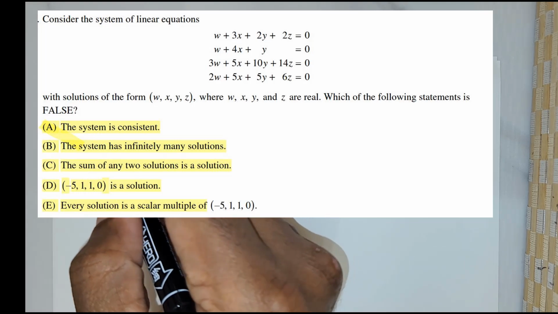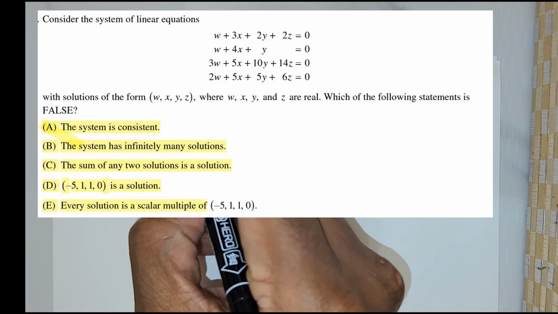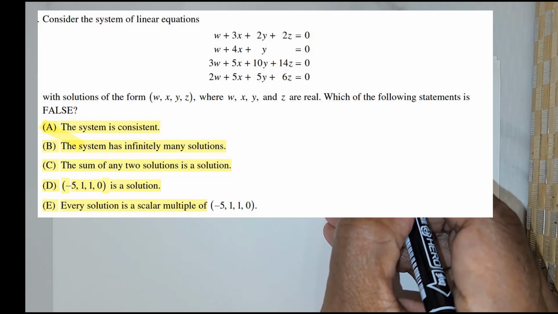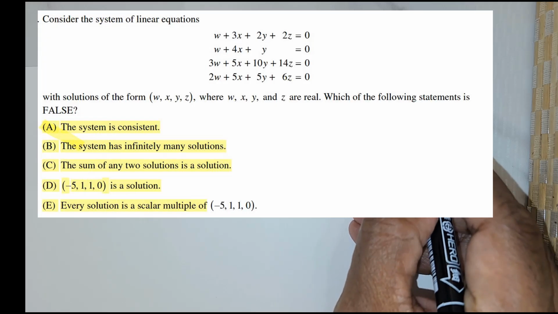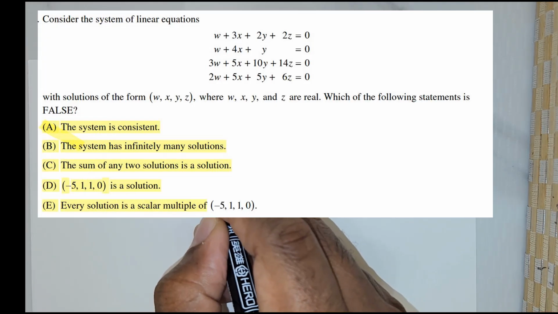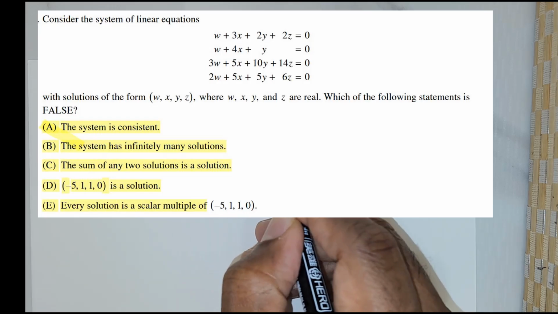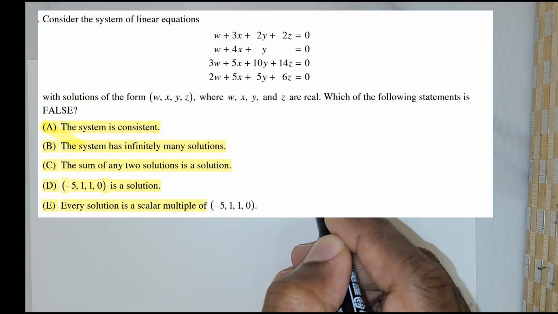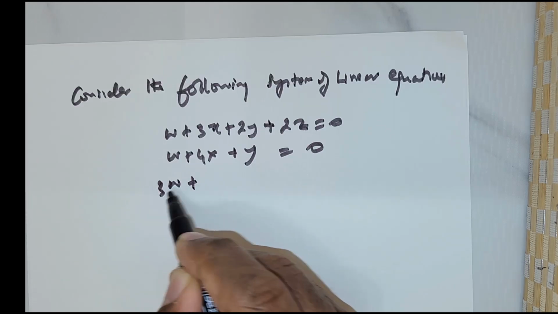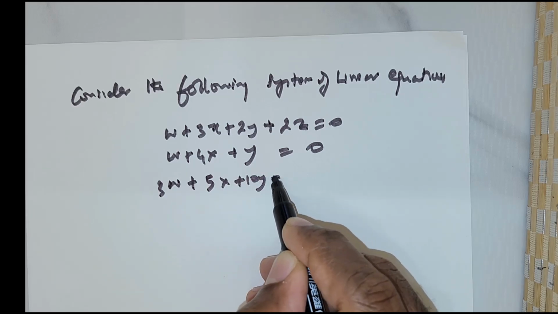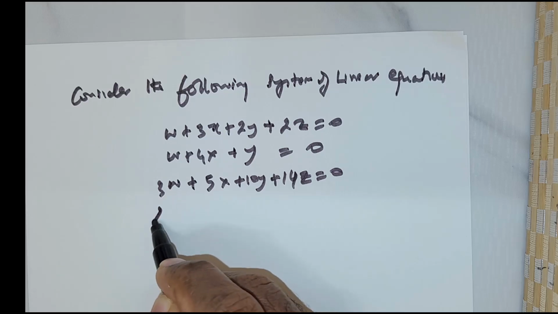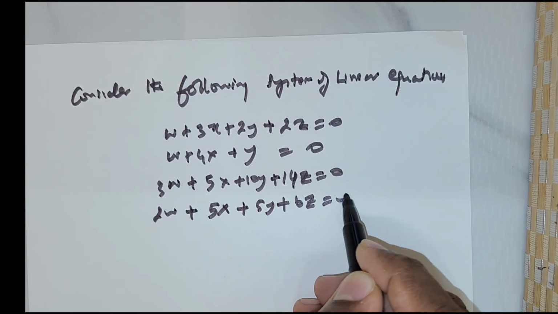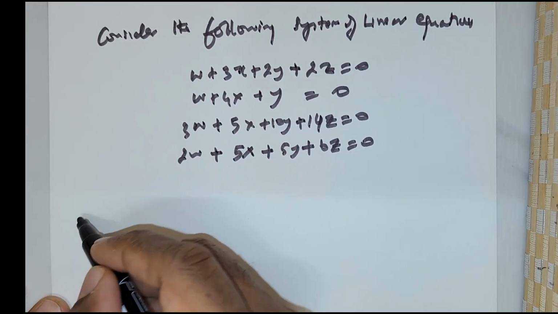Okay, let's go and do the next question. Consider the following system of linear equations. w + 3x + 2y + 2z = 0. w + 4x + y = 0. 3w + 5x + 10y + 14z = 0. 2w + 5x + 5y + 6z = 0. Okay, now this is the all important part here.